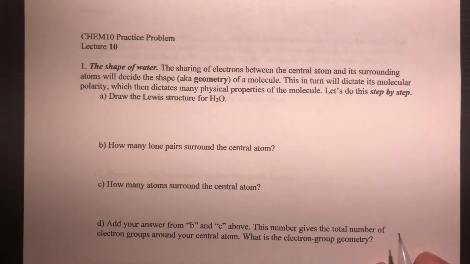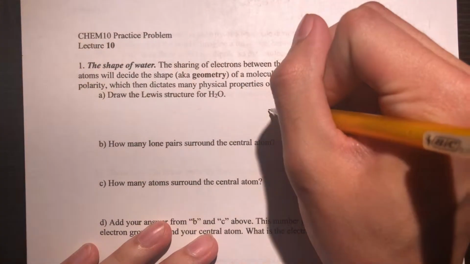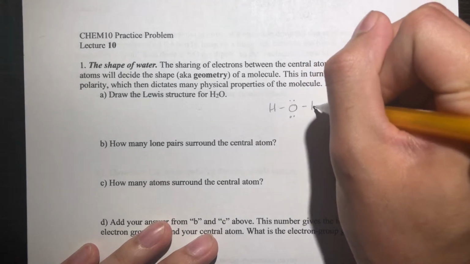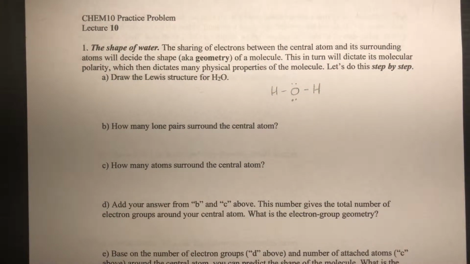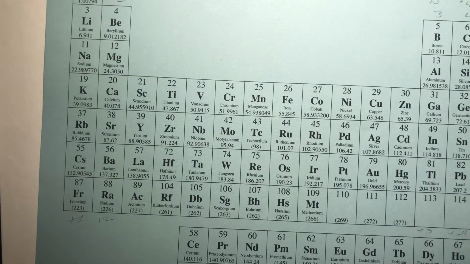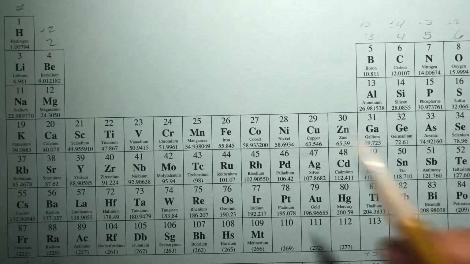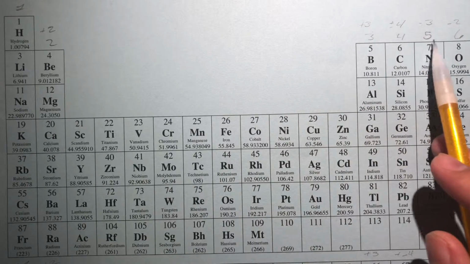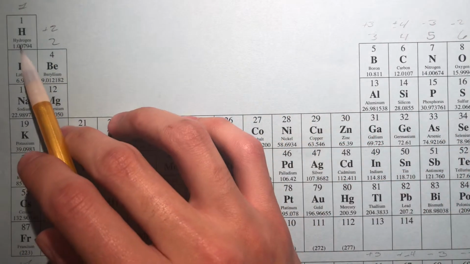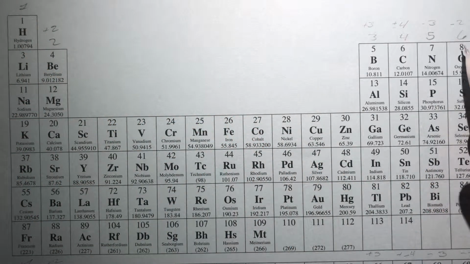Okay, so draw the Lewis structure. It's pretty simple. So let me just do it, then I'll explain it. Now, the reason why it's drawn like that is because if you get out your periodic table, you will be knowing the valence electrons. So we'll be needing the hydrogen. Hydrogen is only 1, and oxygen is only 6.